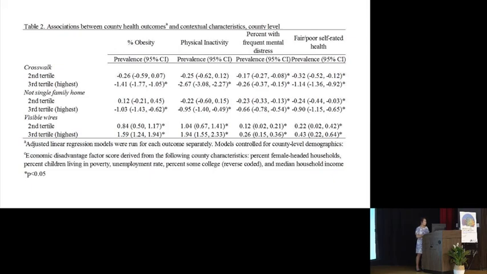So this is a county level analysis. We're finding that crosswalks is associated with better outcomes like we saw at the individual level, but this is at the county level. For instance, people who live in counties with the most crosswalks had a reduction in obesity of negative 1.4%, a reduction in physical inactivity of negative 2.7%, and also they experience less very poor health. Not single-family home is an indicator of more like mixed use. So mixed use, we are finding that it's associated with better outcomes, and visible wires as an indicator of physical disorder is associated with worse health outcomes.